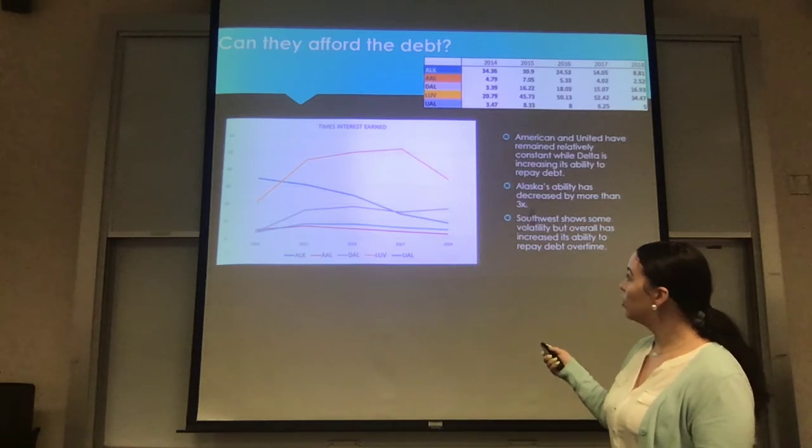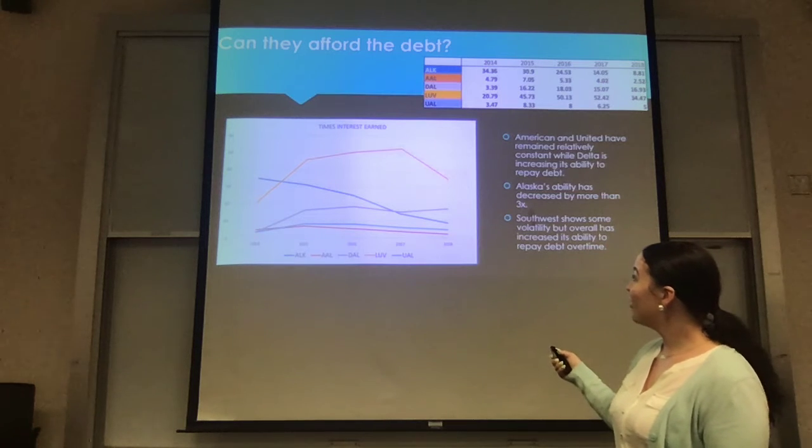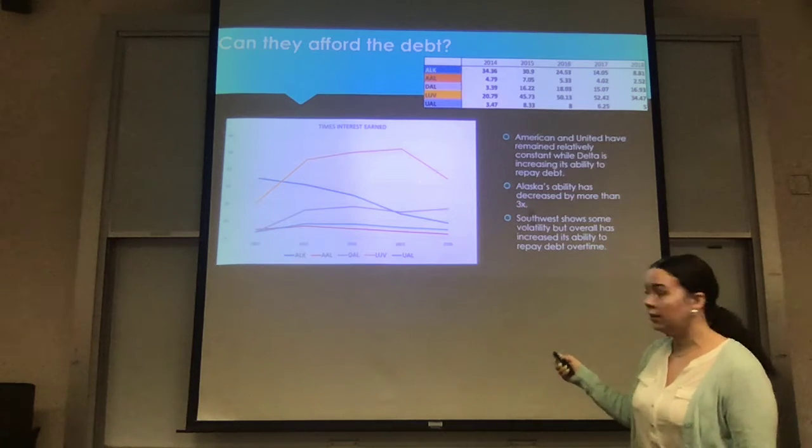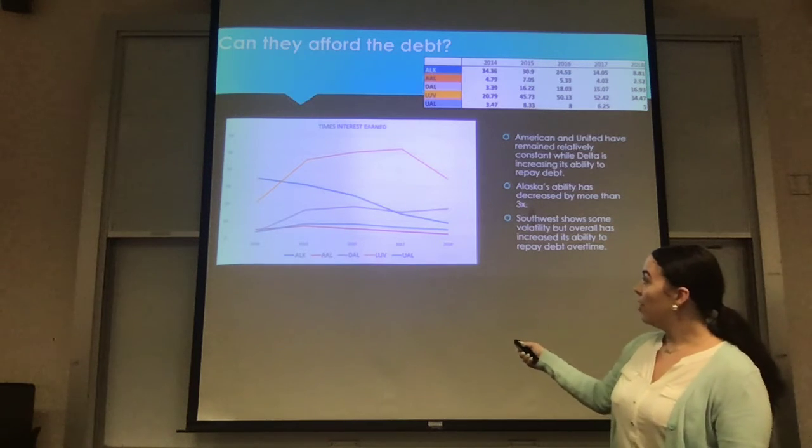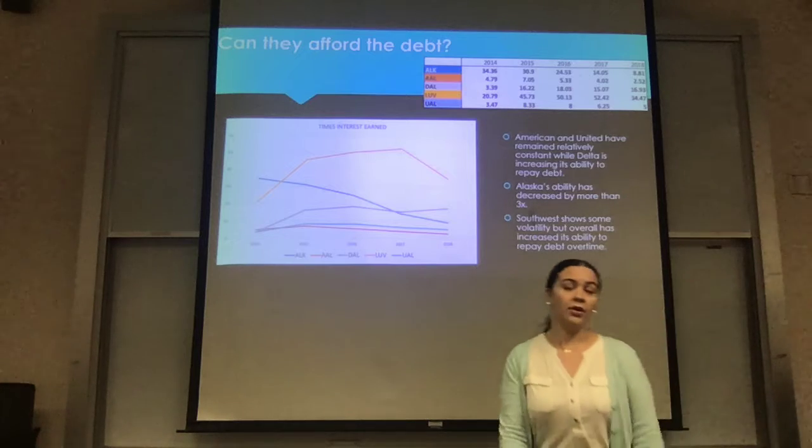Southwest shows a little volatility here. However, they are significantly higher than the others. And you'll see Alaska here, the dark blue line, they have decreased their ability to repay their debt over time.